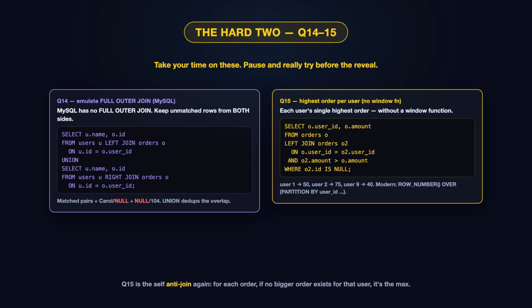The left half gives you Carol with a null order, the right half gives you the orphan 104 with a null user, and union removes the duplicated matched rows. That's a full outer join in every database that lacks one.